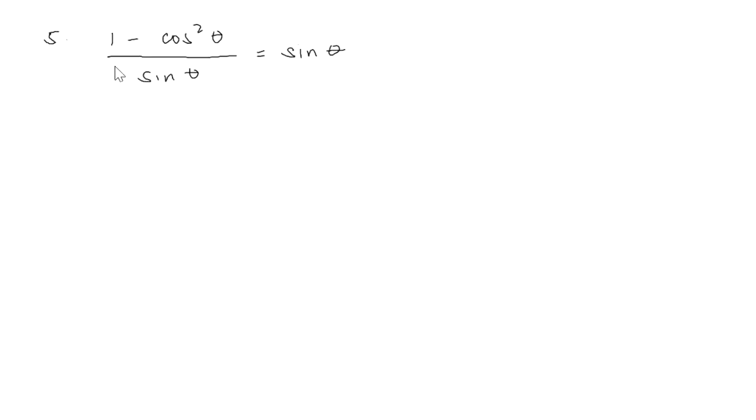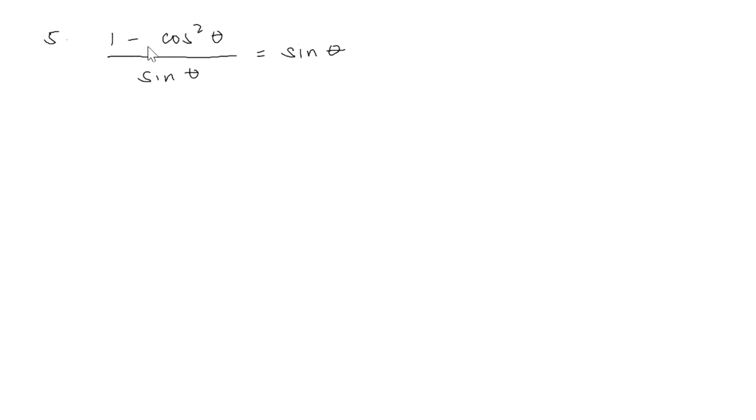Number 5, we have 1 minus cosine squared theta all over sine theta is equal to sine theta. In this case, you will observe that the right hand of our equation is just sine theta. So, what we will change is the left hand of the equation, which is this one. So, let's start.